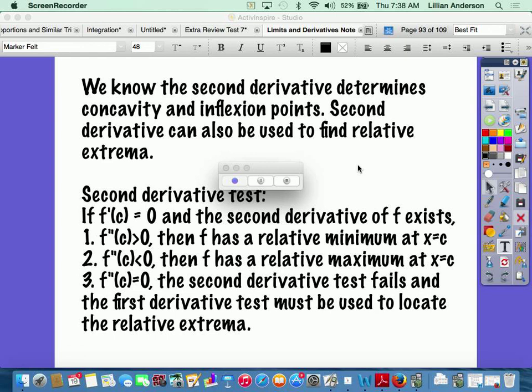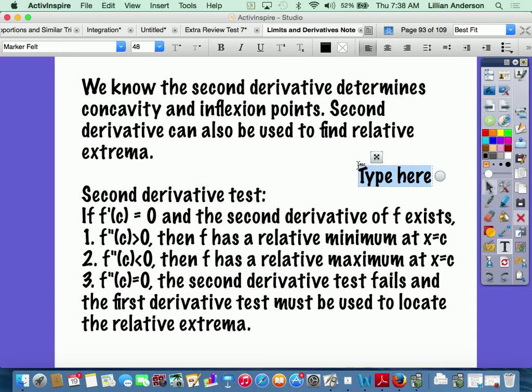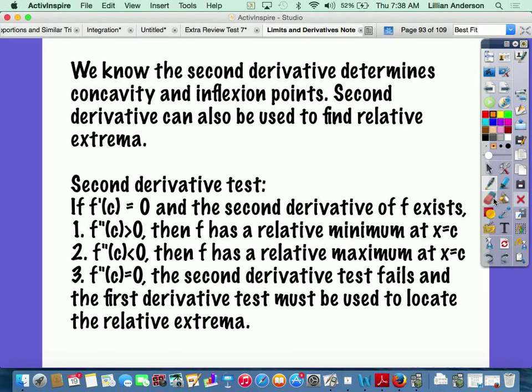So this video is basically going to talk about a little bit more on extrema and some optimization problems. My goal is that by the end of this video, you'll have an understanding of how to use the second derivative test to locate extrema, and also how to use what we've been doing with derivatives to apply to real world applications. Okay, so we're going to go ahead and get started.